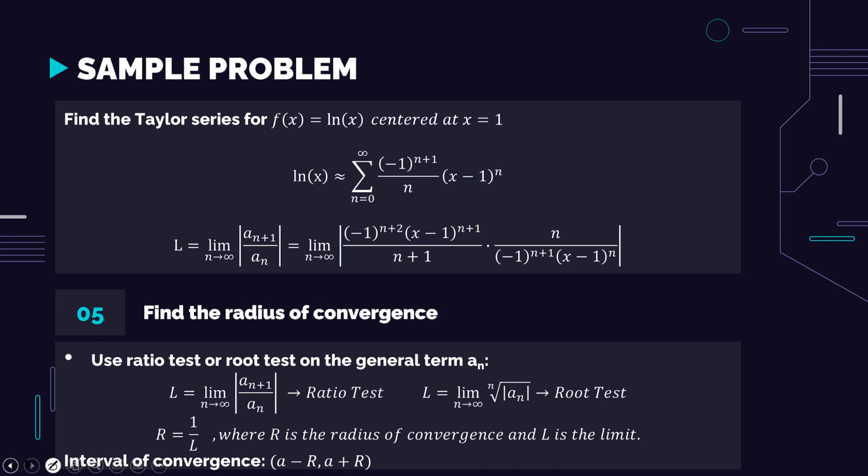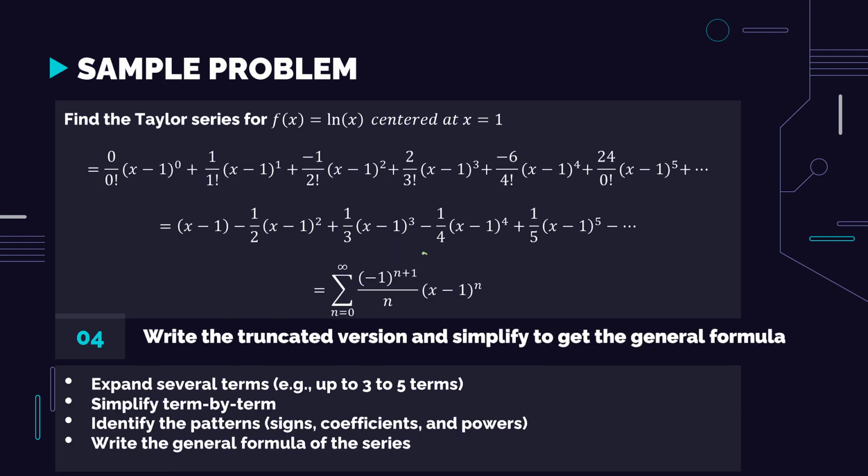So this will be the final answer. If you've been asked to find the general formula for the Taylor series, and to evaluate what the possible values for our x are, we need to proceed to the remaining steps, steps 5 and 6.